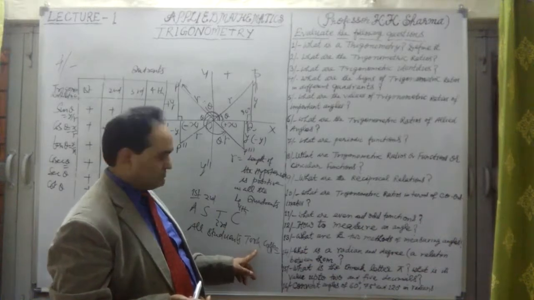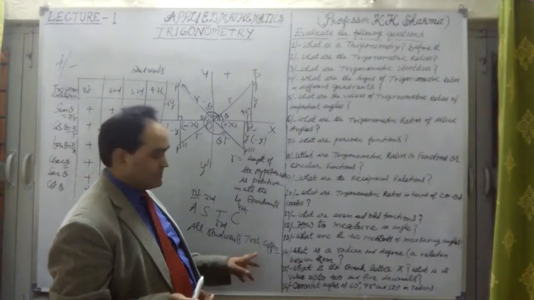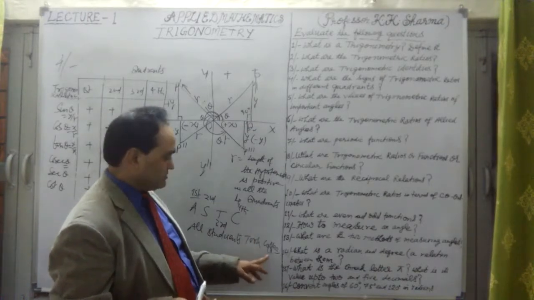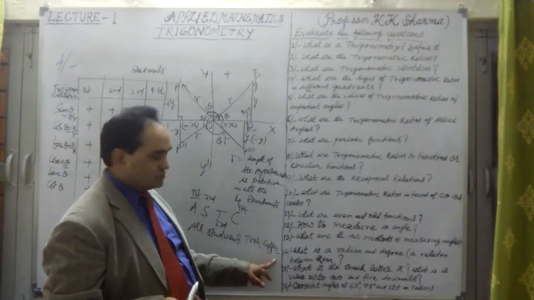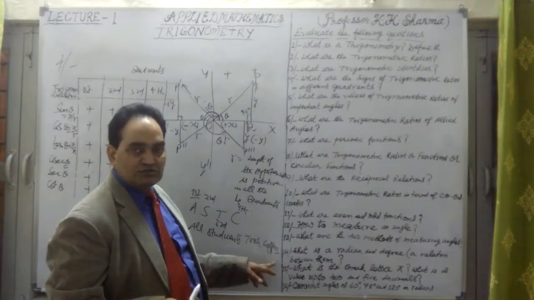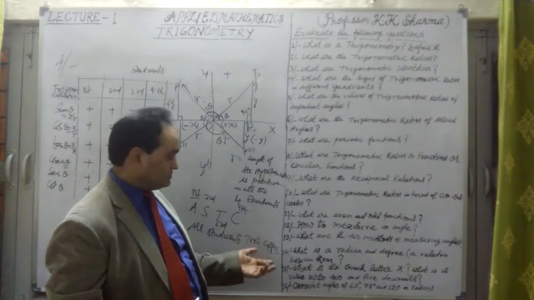T is tangent theta. The reciprocal of tangent is cot, so tangent theta and cot theta both are positive in the third quadrant. In the fourth one, C means cos. Cos and secant, which are reciprocals of each other, are positive.